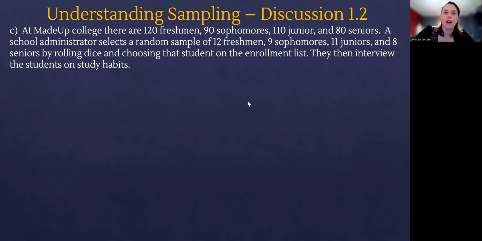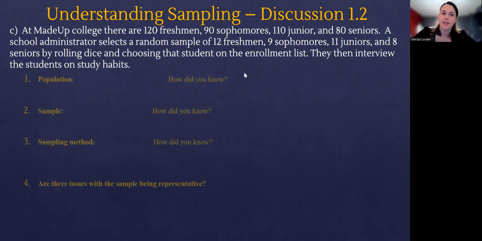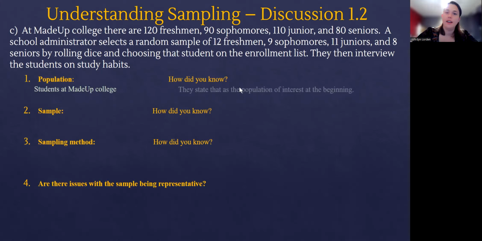All right, problem C here. At Made Up College, there are 120 freshmen, 90 sophomores, 110 juniors, and 80 seniors. A school administrator selects a random sample of 12 freshmen, 9 sophomores, 11 juniors, and 8 seniors by rolling dice and choosing the students off the enrollment list. They then interview the students on study habits. So what is our population in this case? Students at Made Up College. How do we know? They state that as the population of interest right there in the beginning, at Made Up College.